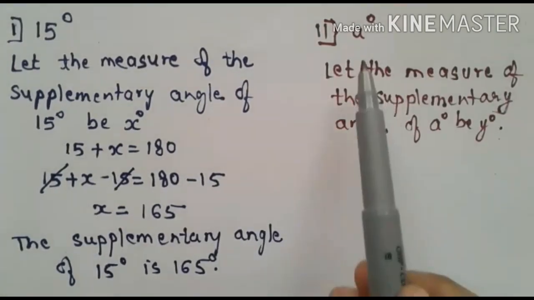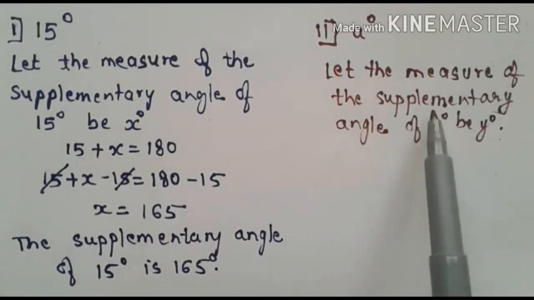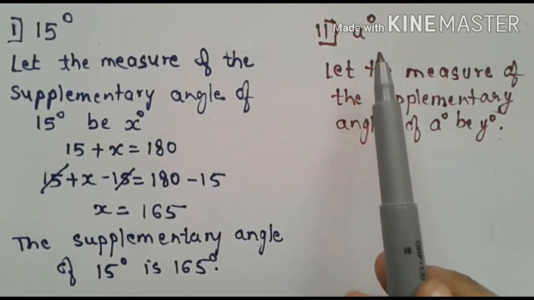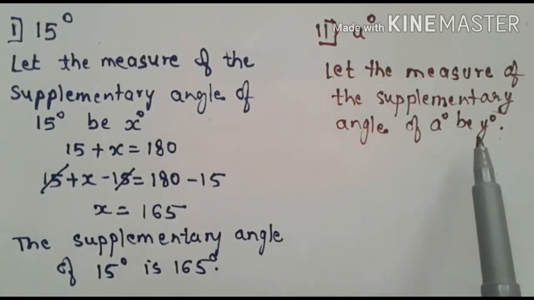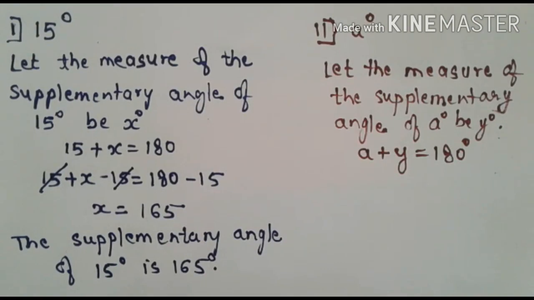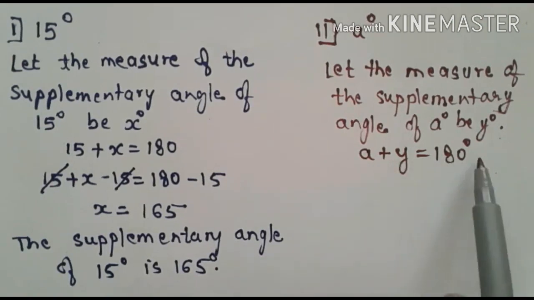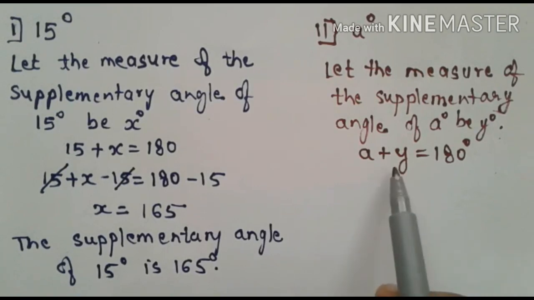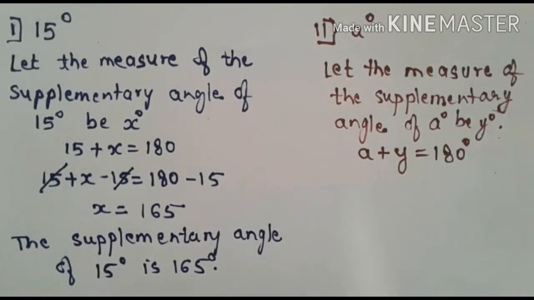Next, a degree. Let the measure of the supplementary angle of a degree be y degree. One is given, a degree, another we don't know, that we have taken y degree. Now according to the definition, the sum of the measures of two angles is 180 degree, they are known as supplementary angles. That is a plus y is equal to 180. Now here we want the value of y. So subtracting a from both the sides.